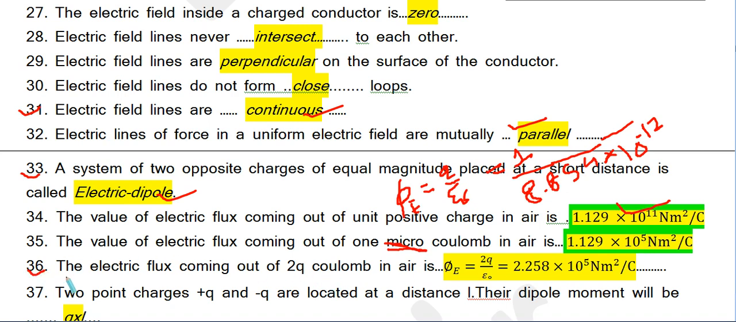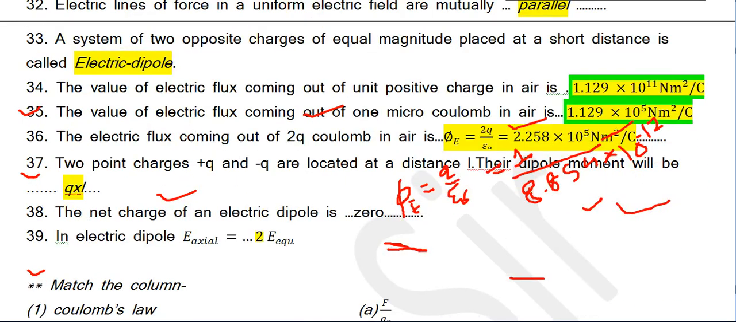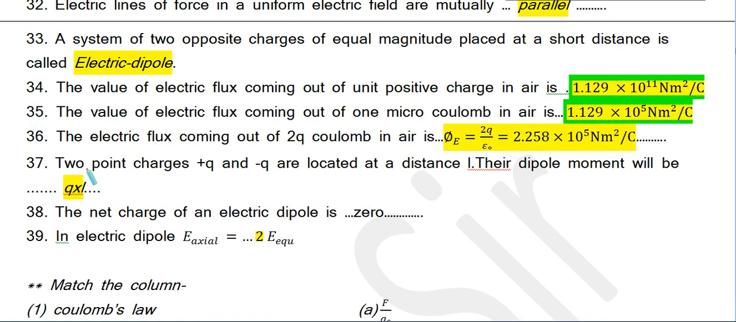Question number 36. The electric flux coming out of 2 coulomb charge: this value becomes 2 times, because it is for unit charge and this is for 2 coulomb charge. Question number 37. 2 point charges plus q and minus q are located at distance L. The dipole moment will be q into L, because the dipole moment is the product of magnitude of charge and distance between them.